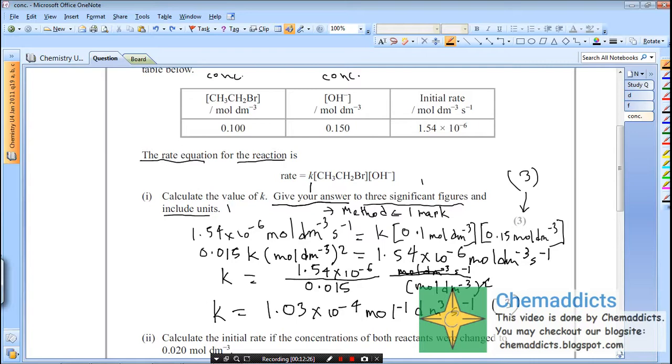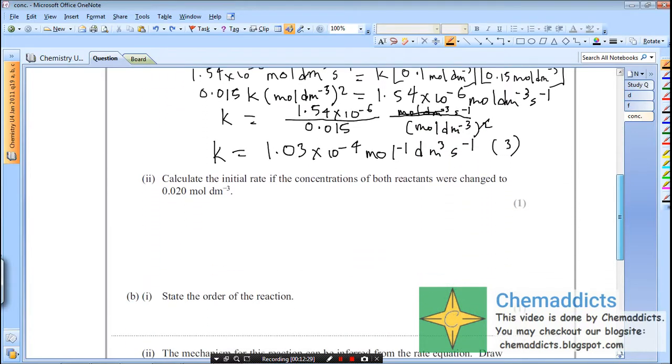Okay, now we are proceeding to the next question. They want us to calculate the initial rate if the concentrations of both reactants were changed to these values. So first things first, from here we came to know the value of the rate constant. So let us first write the rate constant over here.